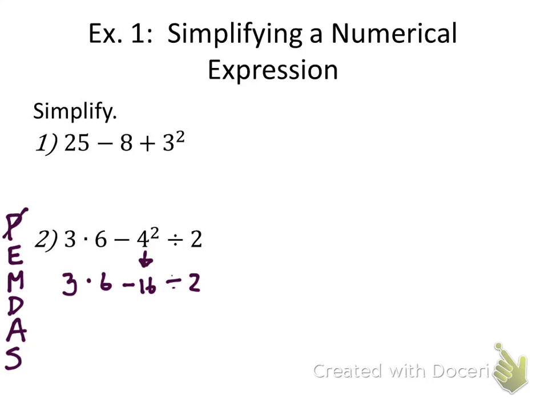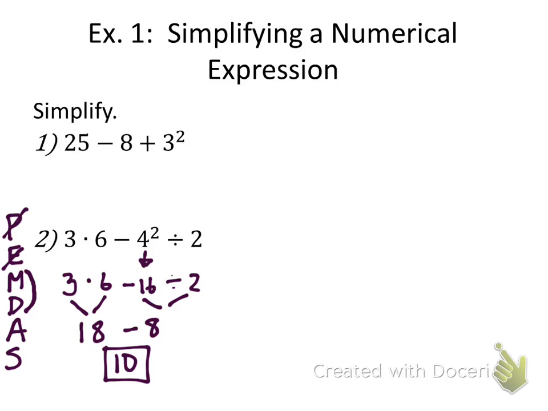Okay, continuing, now we ask ourselves, are there any multiplication signs? Yes, there's a multiplication sign, and it is before the division sign. Like adding and subtracting, you work from left to right. So 3 times 6 is 18. And then we have negative 16 divided by 2 is negative 8. 18 minus 8 is 10. That is your final answer.